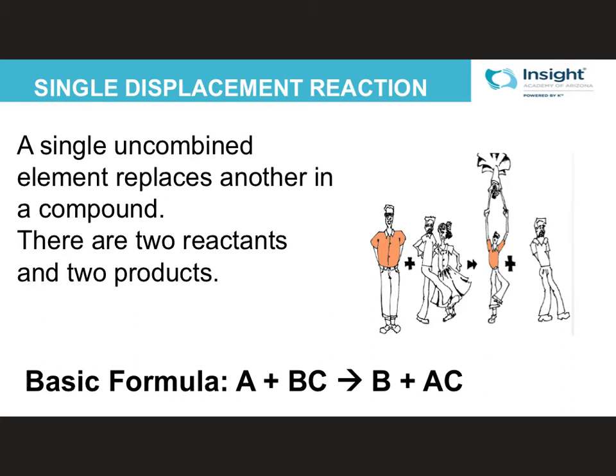Single displacement means that there's going to be a single atom, almost always a metal, that is going to displace an atom in a compound. Before the reaction occurs, your reactants are A on its own plus BC in a compound. Afterwards, A has replaced B in the compound and B is on its own. Another way to think about this: A is going to be a metal, BC is going to be an ionic compound, and then B is going to be the metal from the ionic compound on its own, and this is going to be a new ionic compound.